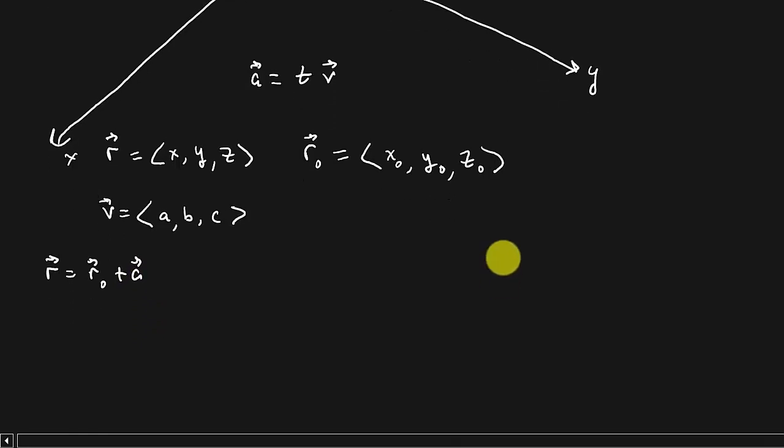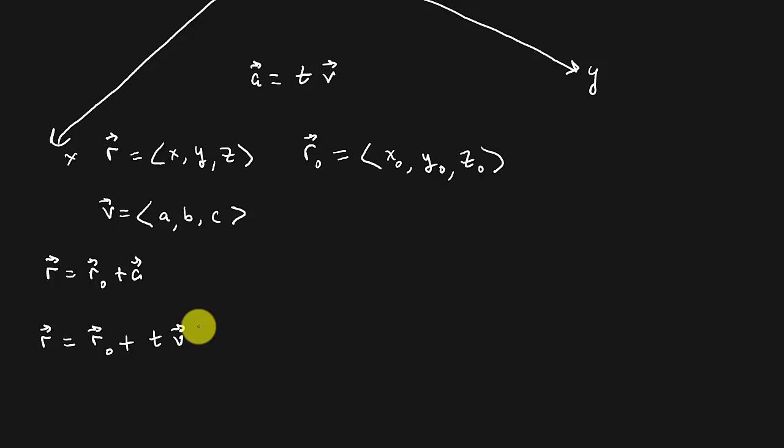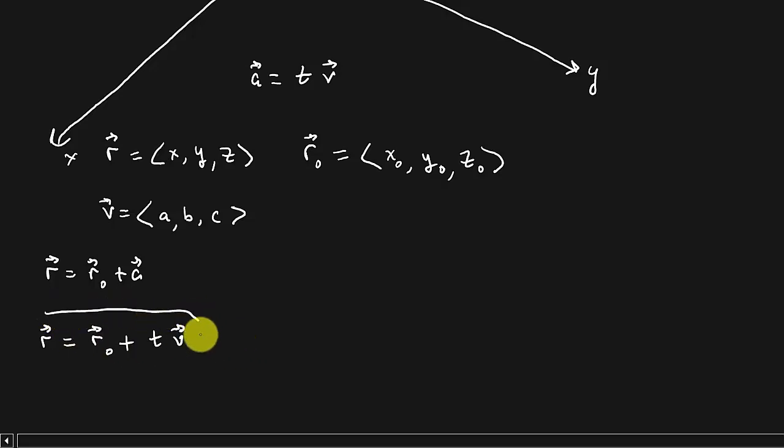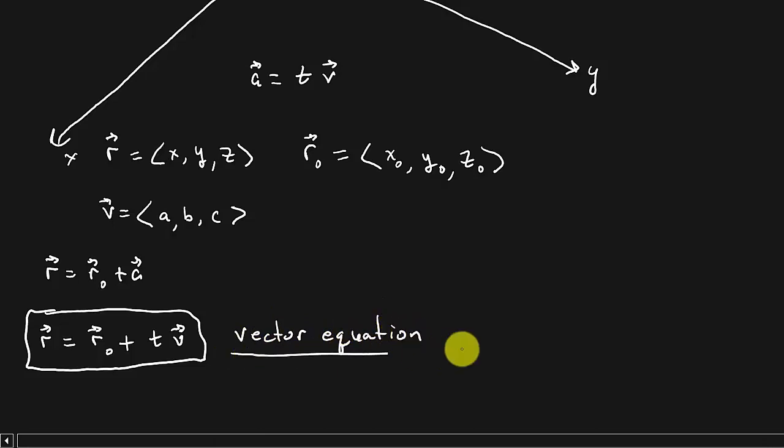And so we can say that vector r is equal to vector r sub 0 plus, now what is a? A is t times vector v, okay? And so what is this? This is the vector equation of the line, okay? It's the vector equation of the line.